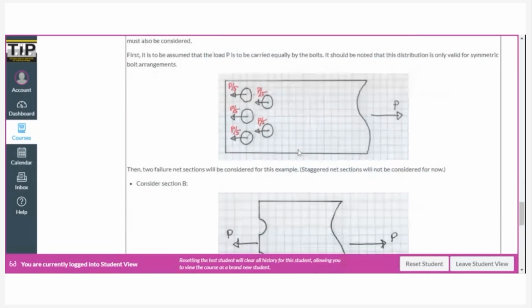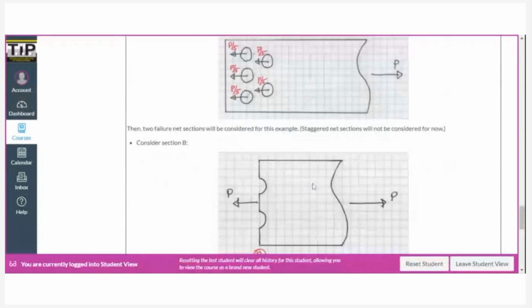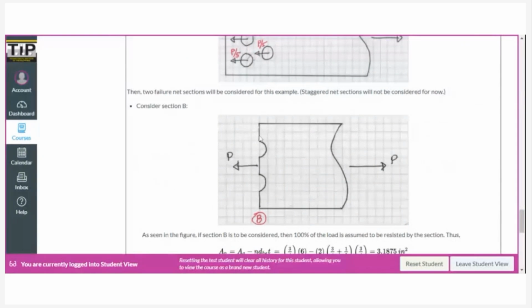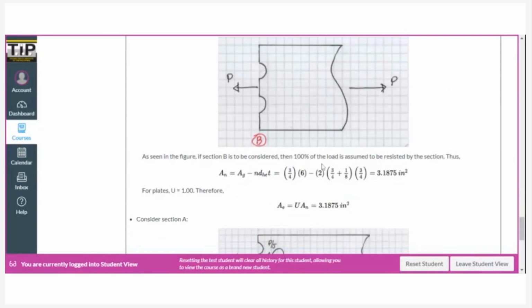Okay. So we first consider section B, the one with the two holes. If we consider the free body diagram, if this is the load P, therefore this section right here will also carry load P. So 100% of the load will be resisted by this section. So there will be no adjustment in net area. We just use the formula. If 100% of the load is assumed to be resisted, we just solve for the net area by itself. So there's no need for adjustment yet.